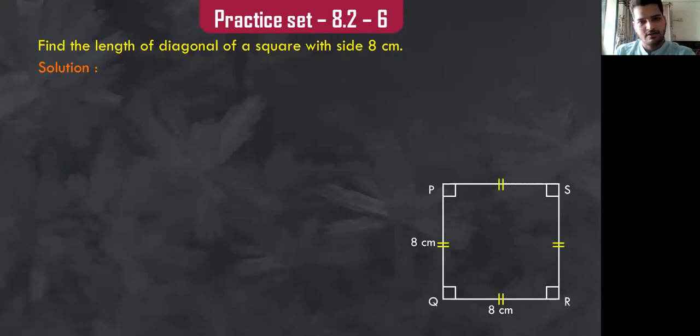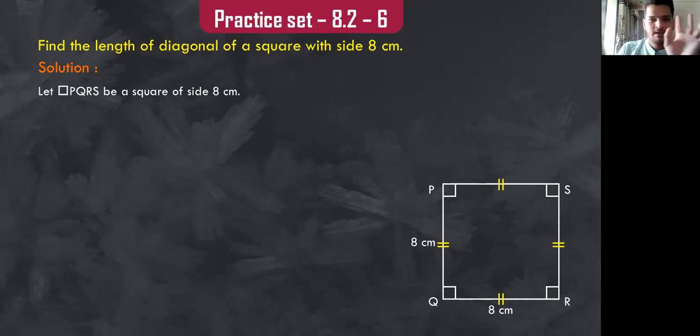So to understand the question carefully, we will assume a square PQRS. As we are assuming it, we will start our sum from the word let. Let quadrilateral PQRS be a square of side 8 centimeter. As we all know, all the sides of a square are congruent. So all the sides will measure 8 centimeters.